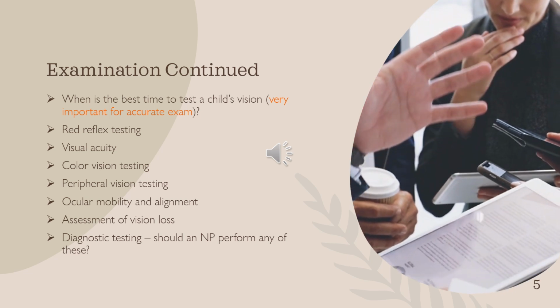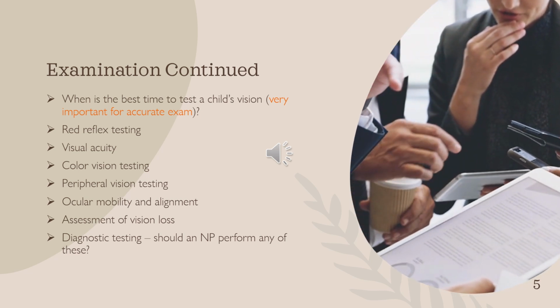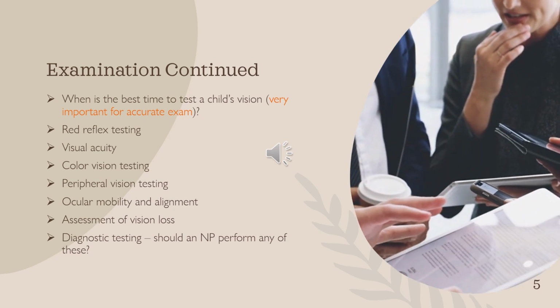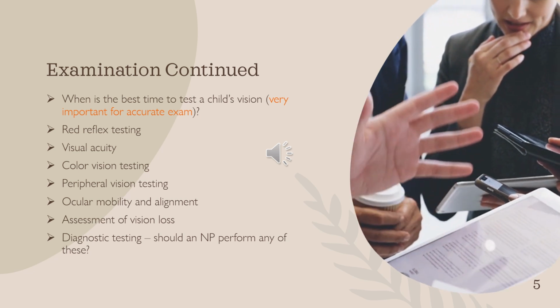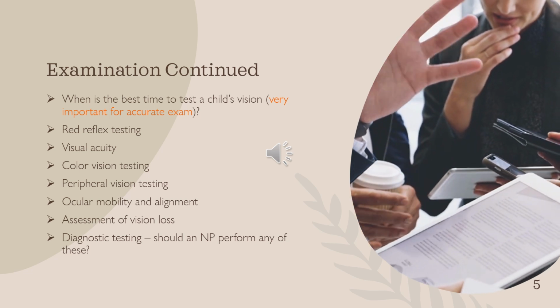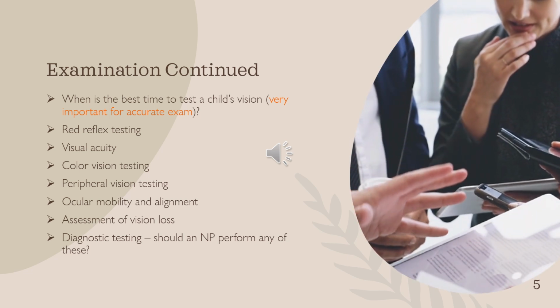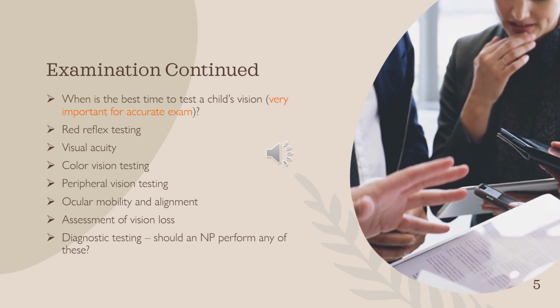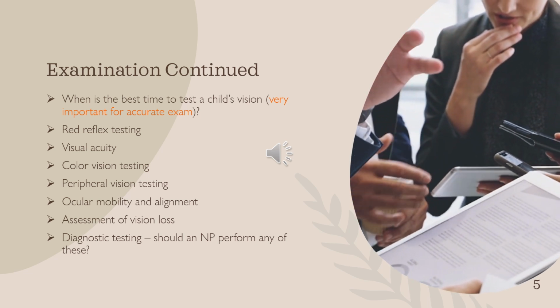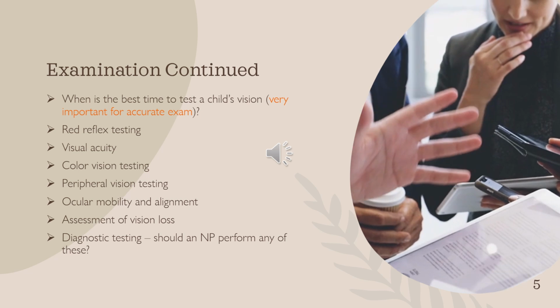So for this one, the most important thing I want you to take away is, when do you examine a child's eyes? When do you test a child's vision? Okay, it's very important for an accurate exam. You do not want the child to be irritable, anxious, hungry, tired, anything that's going to make them uncooperative. Okay, it needs to be a calm, quiet environment. If you can turn the lights down in the room, that's even better.